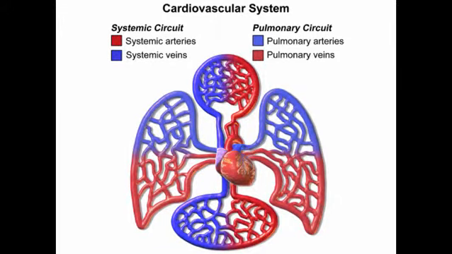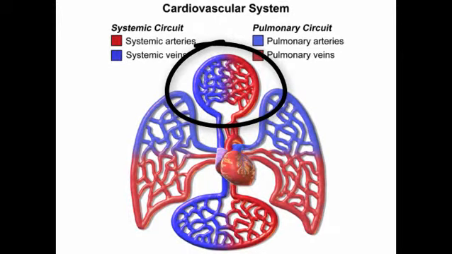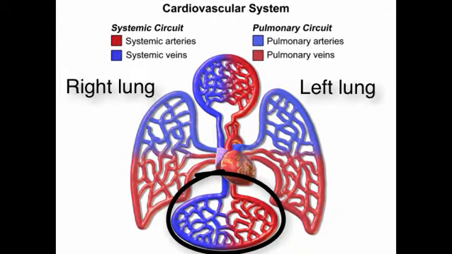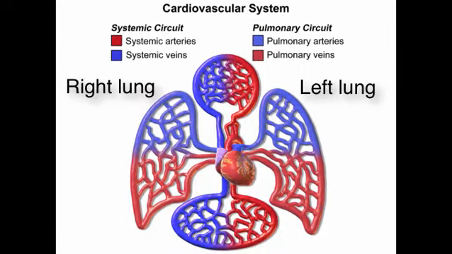Now, you need to know about the cardiovascular system. You can think of the cardiovascular system as having two loops. One loop takes blood to and from the lungs, and one loop takes blood to and from the body. In this diagram here, you can see the upper part represents the blood going to the head, and the lower part represents the blood going to any part of the body below the heart. And you can see the left and right lung there.